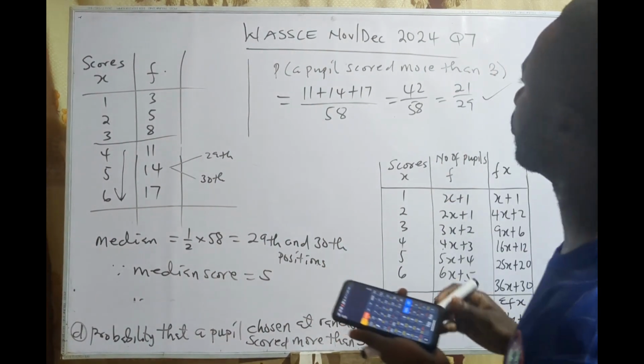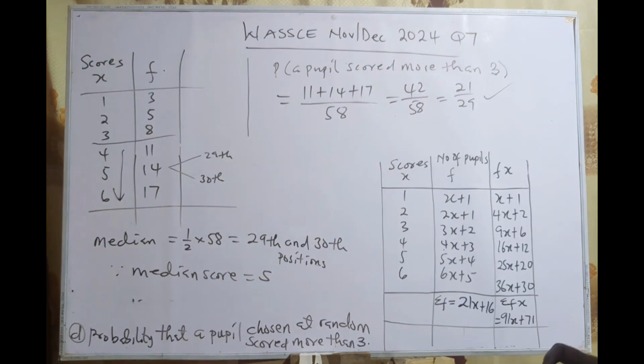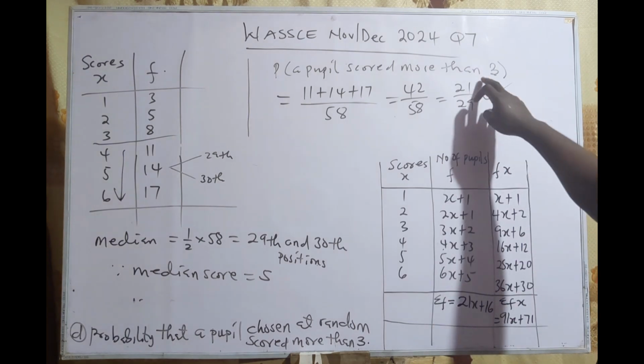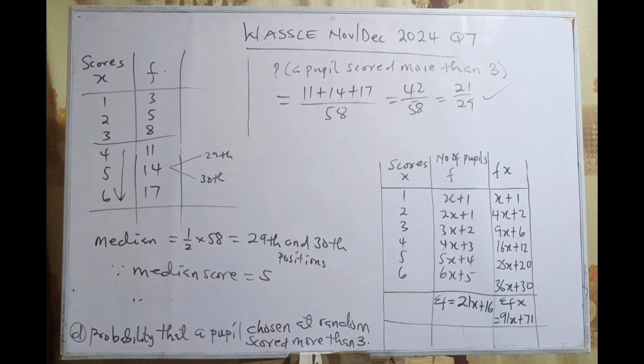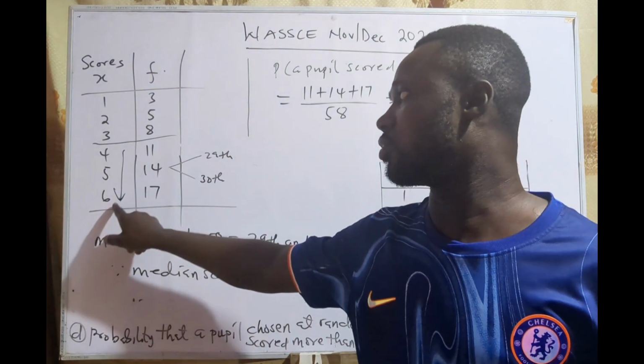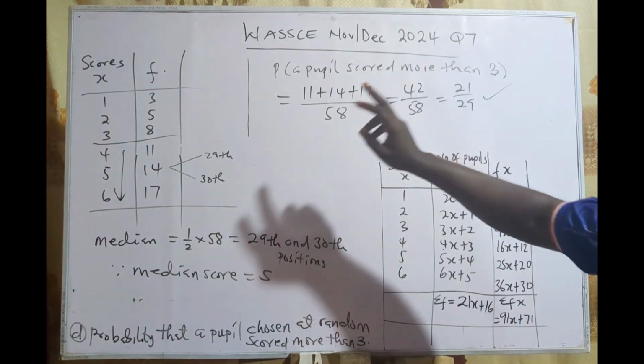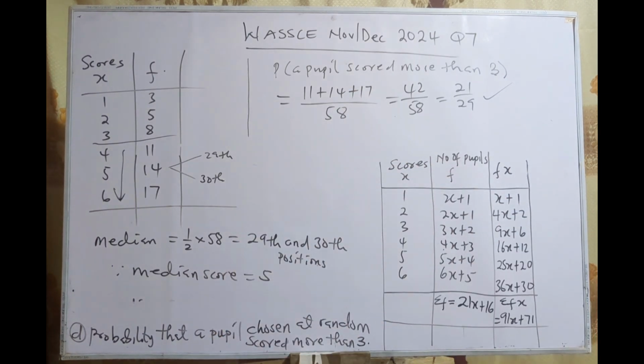So the probability that a person chosen at random scored more than 3 marks is 21 on 29. More than 3 is from 4 to 6, and the people are 11, 14, and 17. And the total number of people is 58. All right, I believe this is clear and very understandable.